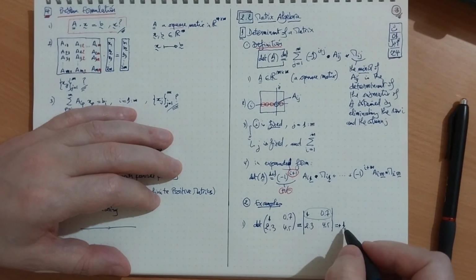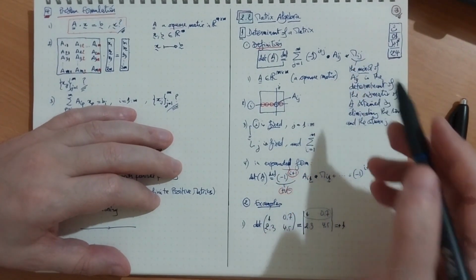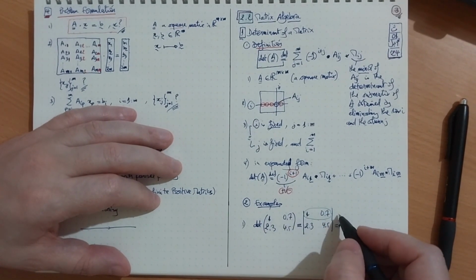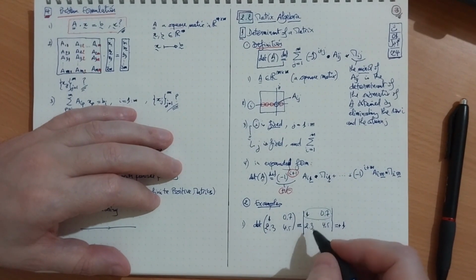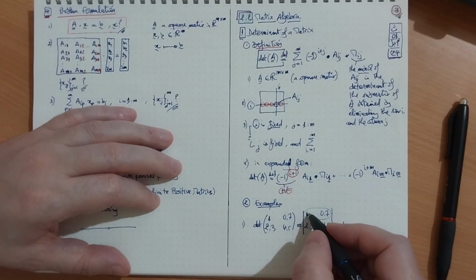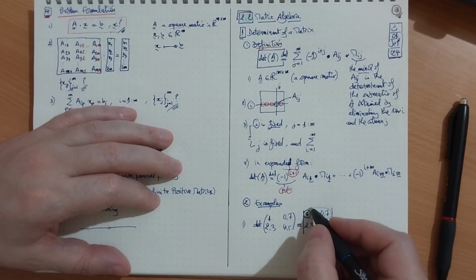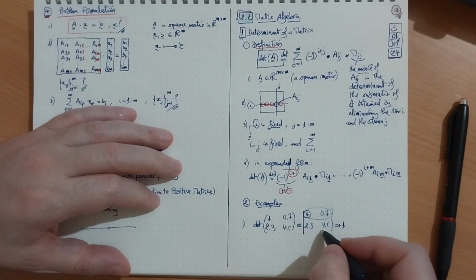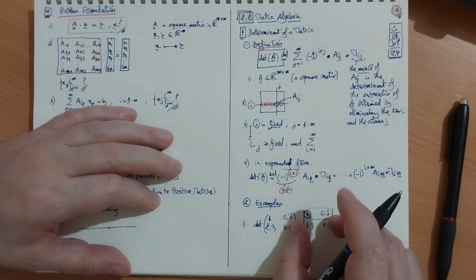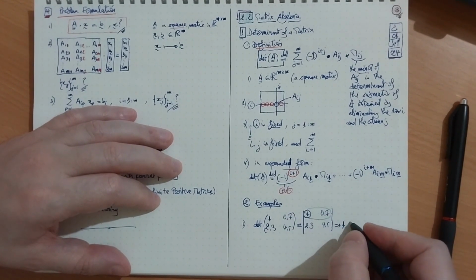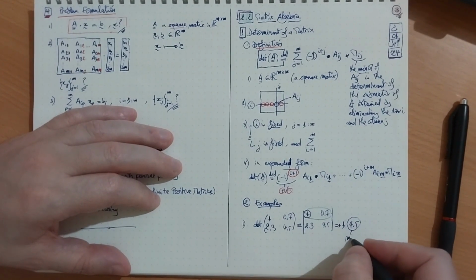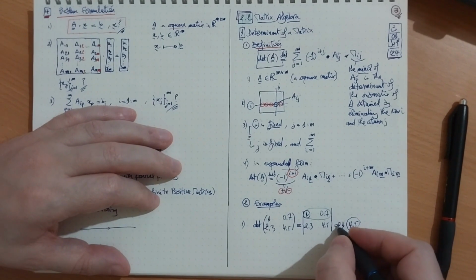And the element, and then the minor. For the minor, you eliminate the first line and the first column, the row that contains the first element and the column. You get only one number, because here the matrix is small, it's only 2 by 2. So the minor here is 4.5. This is the minor, and this is the sign.